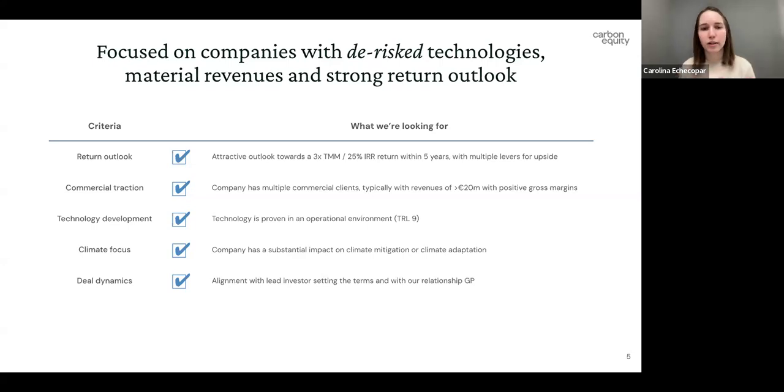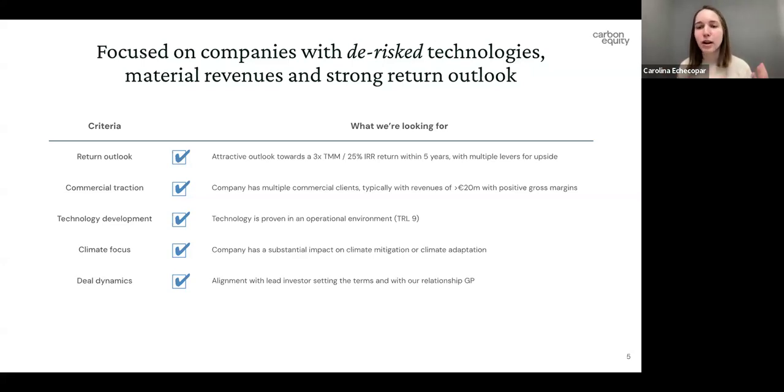In terms of commercial traction, we're looking for a company that has multiple commercial clients, that is really out of the pilot and testing phase. On average, I think the average company we've invested in is doing around 20 million euros in revenues, with positive gross margins and an outlook to EBITDA profitability in the coming couple of years. That's kind of the average profile.